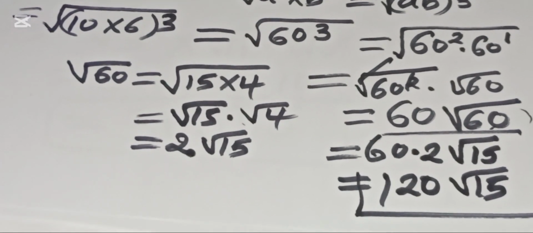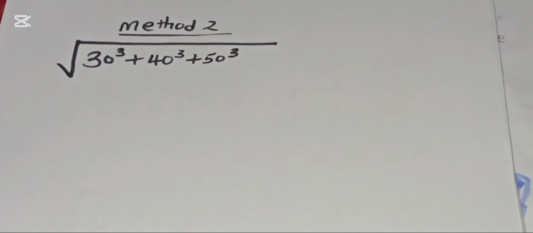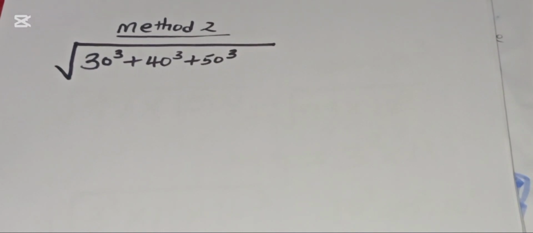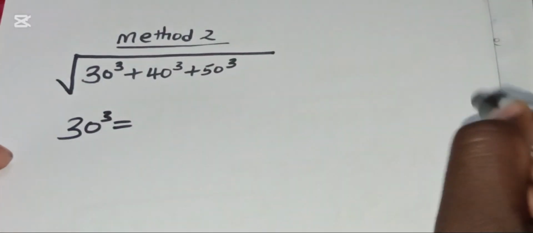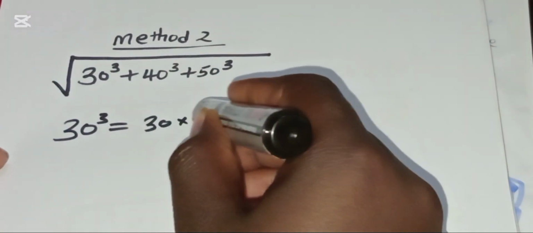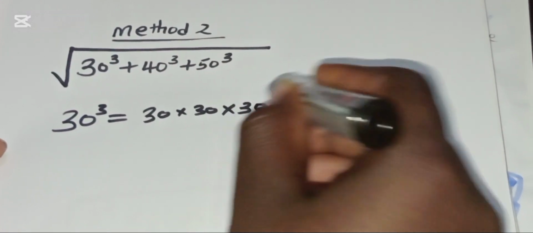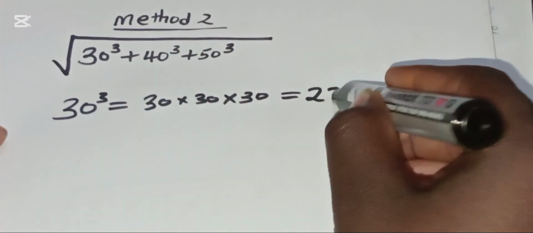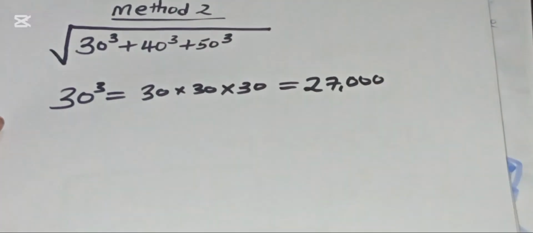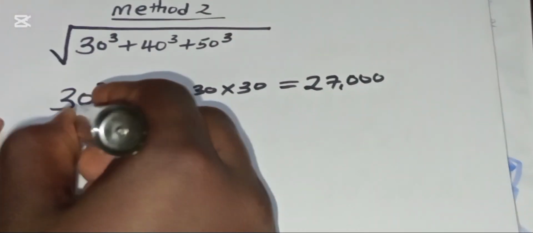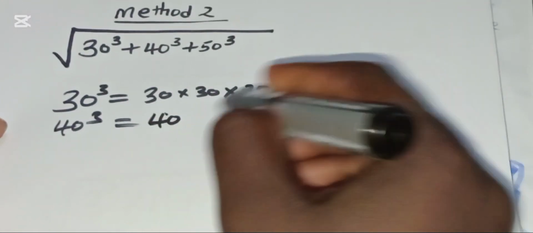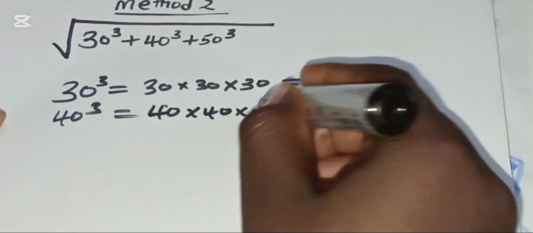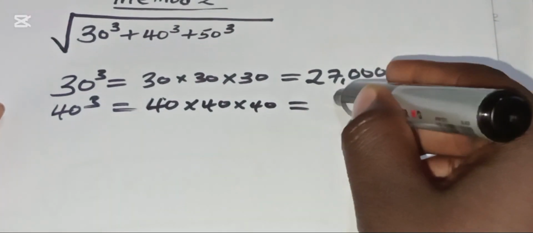So let me show you the second method. Applying method 2, we have the square root of 30 cubed plus 40 cubed plus 50 cubed, whereby 30 cubed is 30 multiplied by 30 multiplied by 30, which is equal to 27,000. Then we have 40 cubed, which is 40 multiplied by 40 multiplied by 40, and this is equal to 64,000.